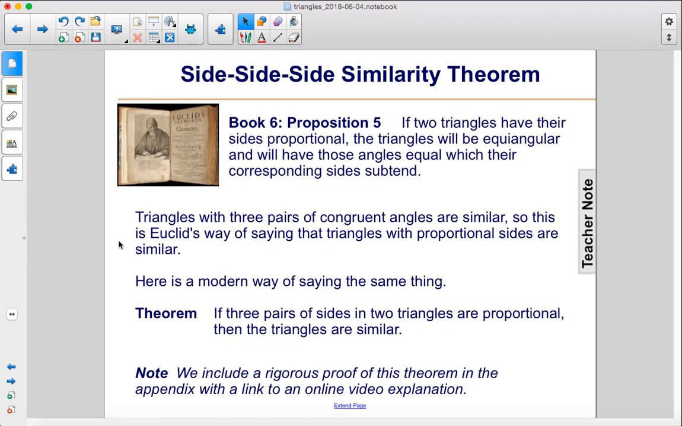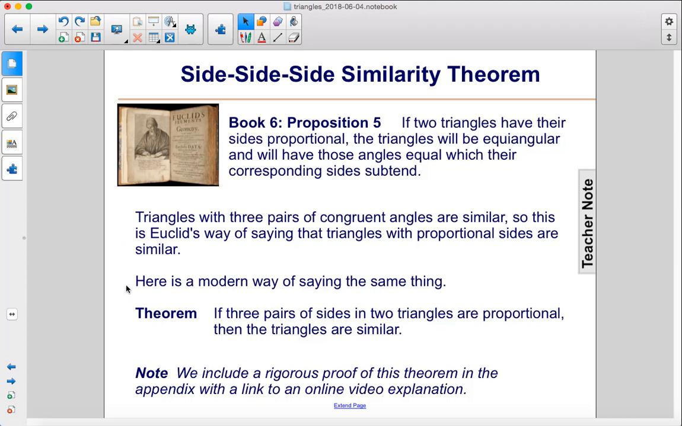Side-side-side similarity theorem. Book 6, Proposition 5. If two triangles have their sides proportional, the triangles will be equiangular and will have those angles equal which their corresponding sides subtend. Triangles with three pairs of congruent angles are similar, so this is Euclid's way of saying that triangles with proportional sides are similar.